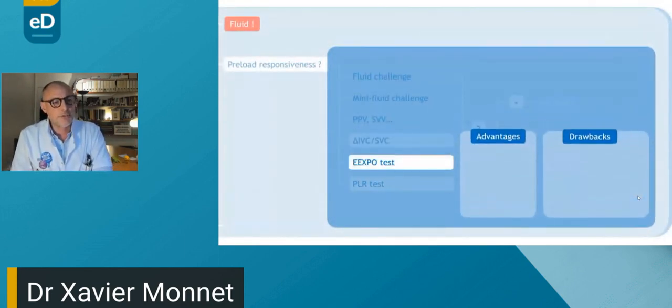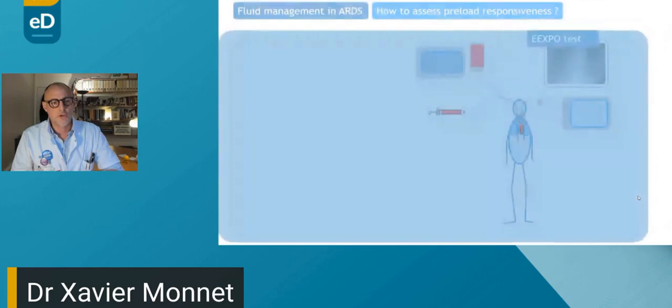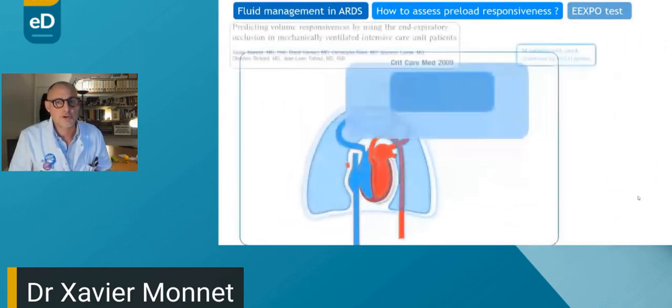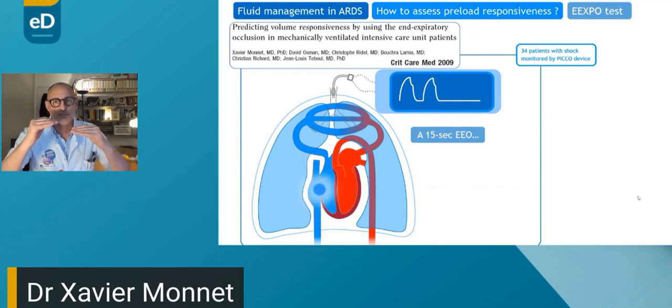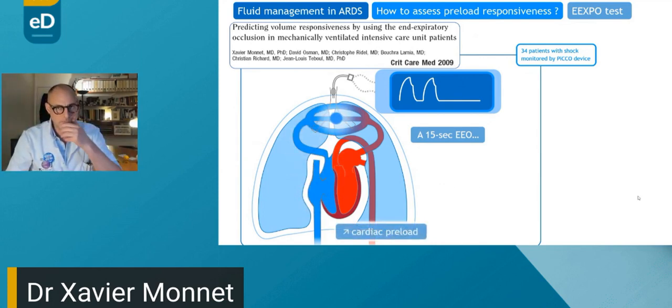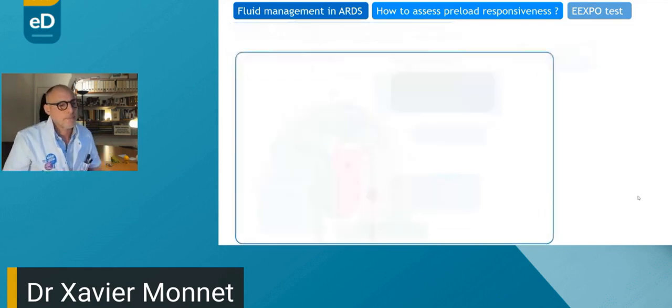The end expiratory occlusion test, the EEO test, is interesting because it's very easy to perform. In fact, it's all about heart-lung interactions. During mechanical ventilation, each insufflation tends to decrease cardiac preload. And so if you stop mechanical ventilation at end expiration, then cardiac preload reaches a maximum, and the venous return may increase. And if in turn both ventricles are preload dependent, cardiac output will increase, and the threshold is a 5% increase in cardiac output or stroke volume, so a small change.